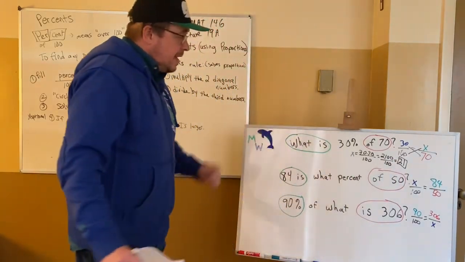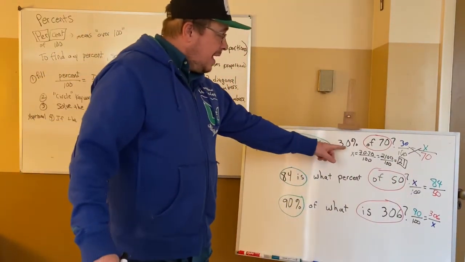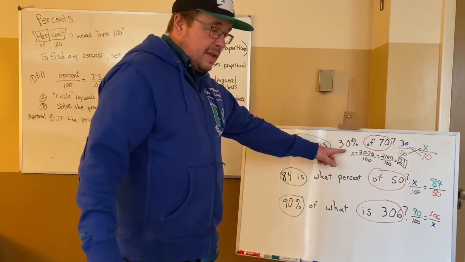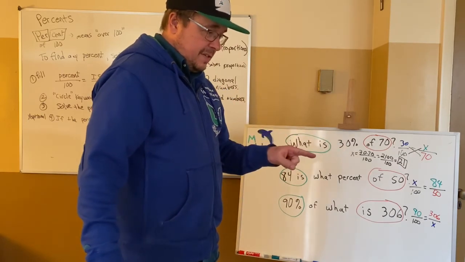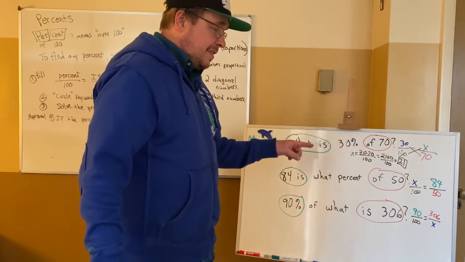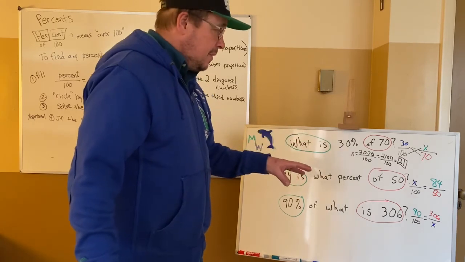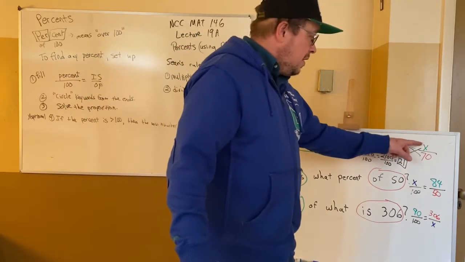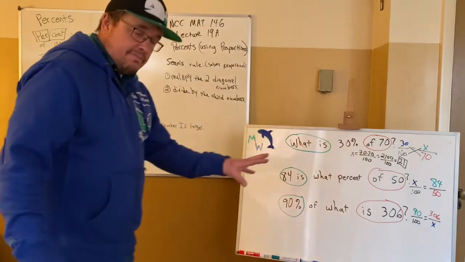Now we're going to see if that is correct. 30% is less than 100%. That means the number for is should be smaller than the old number, because it's less than 100%. So the is was 21, the old of is 70. I went in the right direction.